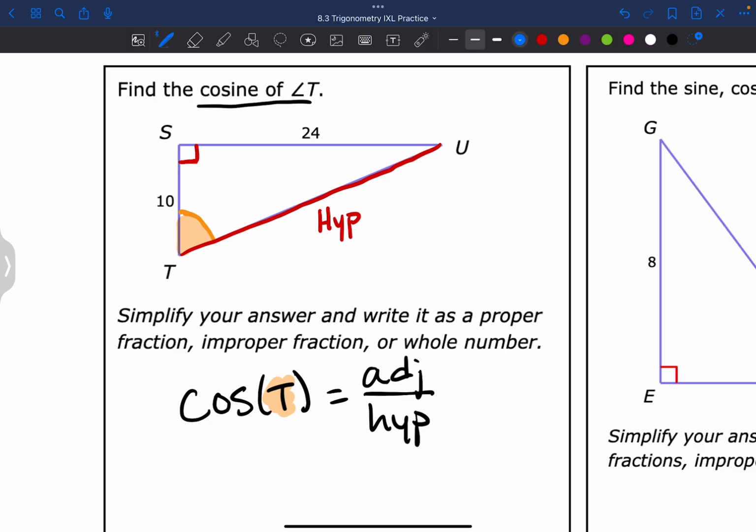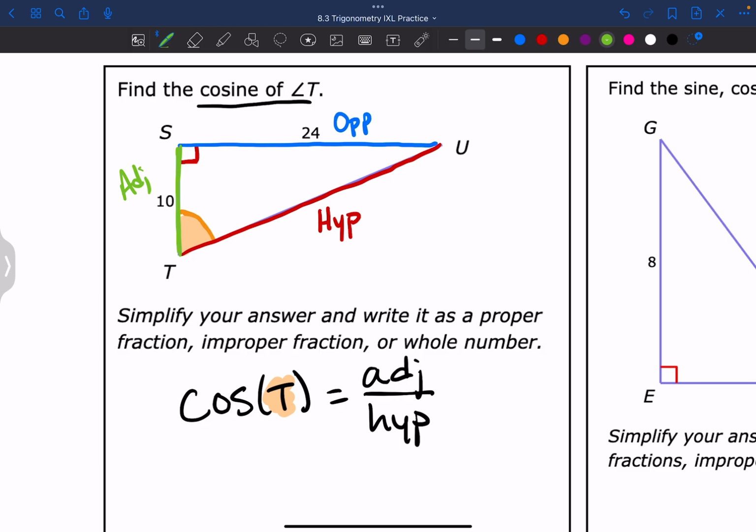Then I need to find the opposite side. Okay, what side is not touching? Well, this side is not touching. It is literally opposite to the angle that we're referring to. So this is opposite. And then the adjacent side is the one next to or touching the angle we're referring to. Boom, adjacent, got it. Okay, this is going to be perfect.